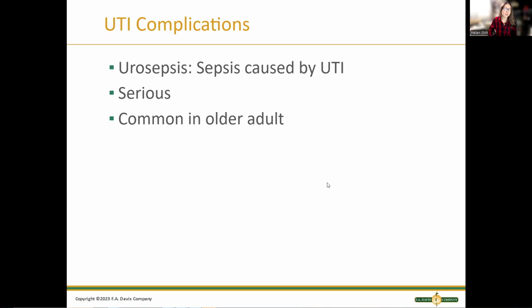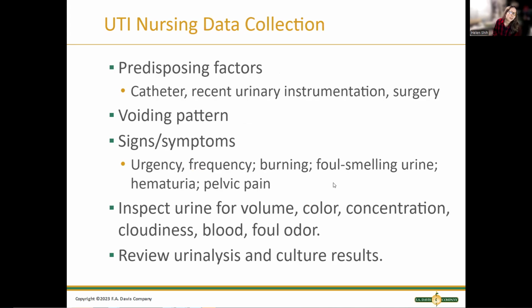And unfortunately, it is very common in older adults because older adults don't have the more common signs and symptoms of UTI, such as urgency, frequency, cloudy, foul-smelling urine, et cetera. The nursing data collection that we would do for a patient with UTI is to make sure to see if they have any predisposing factors such as catheter, recent urinary instrumentation, or surgeries of the urinary tract. We're going to also look at their voiding patterns.